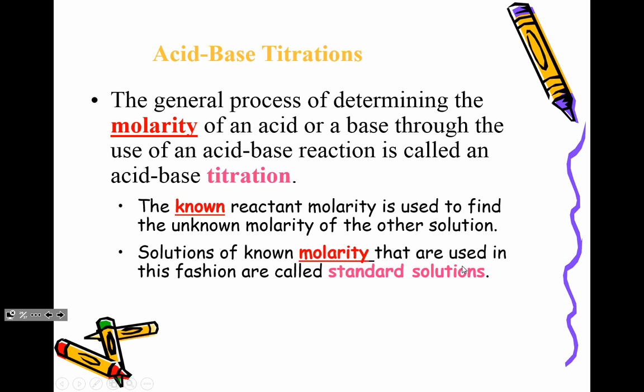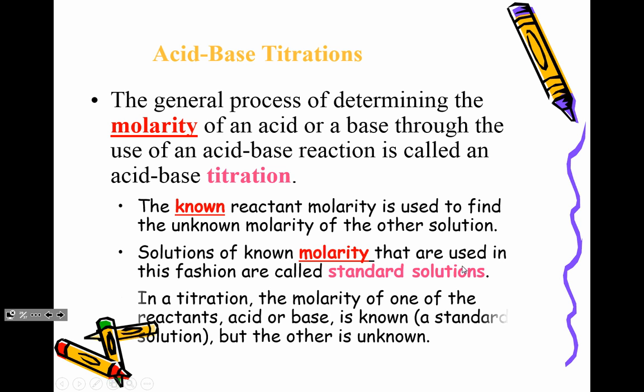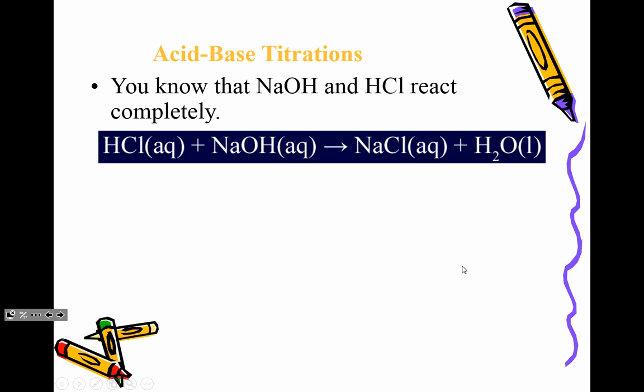So in our titration, we're either going to have a standardized acid or a standardized base, which basically means a substance of known concentration. Now, in a titration, the molarity of one of the reactants, either the acid or the base, is known. Remember, that's our standard solution, but the other is not known. And that's typically our job in a titration, to figure out that unknown concentration.